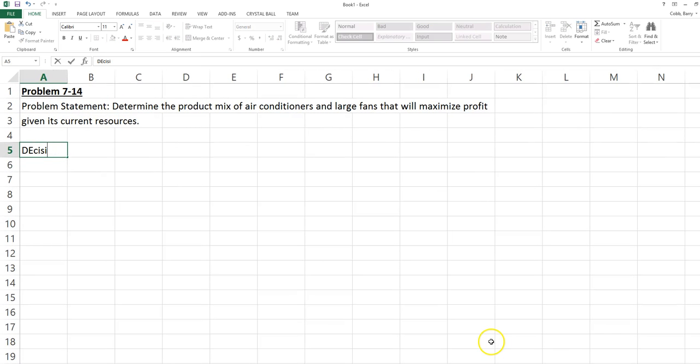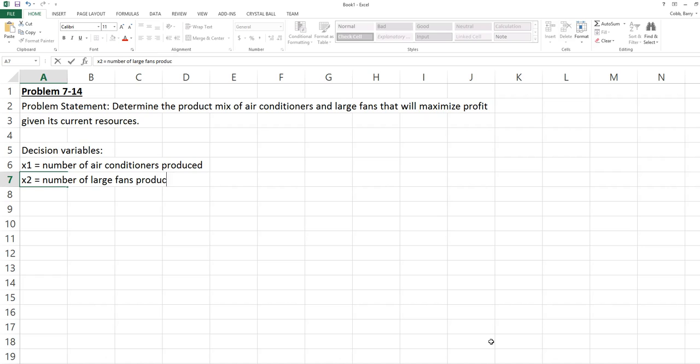We want to carefully define the decision variables for the problem. We can use any letters as a notation for the decision variables. Here we'll just use X1, which is the number of air conditioners produced. We'll use X2 as the number of large fans produced. It's important to carefully define the decision variables so that we know what we're referring to when we create the objective function and the constraints.